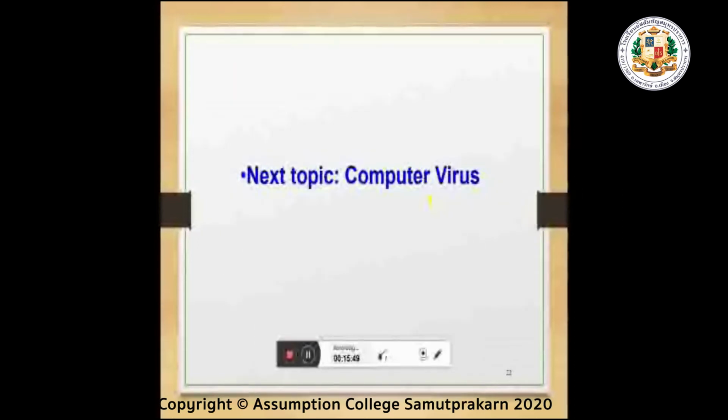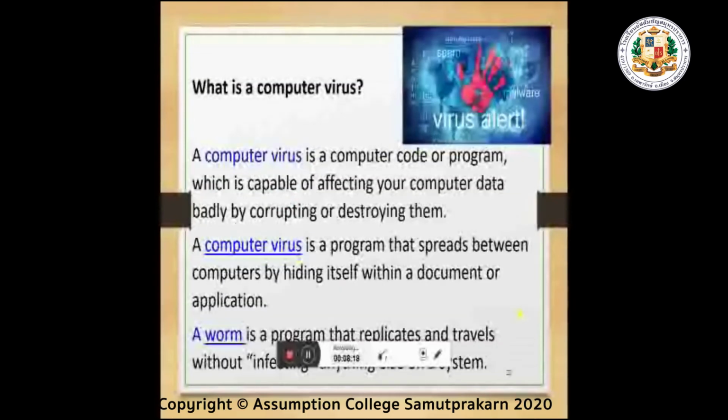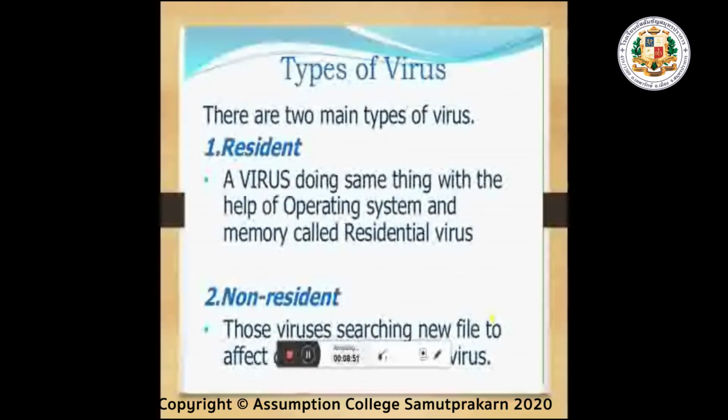So for the next topic, it will be about computer viruses. Let's discuss computer viruses. What is a computer virus? It is a computer program that is able to affect or disrupt data. A computer virus can also spread in your computer system without you knowing it. And another program, called a worm, can replicate or multiply in your computer and travel around without infecting any system.